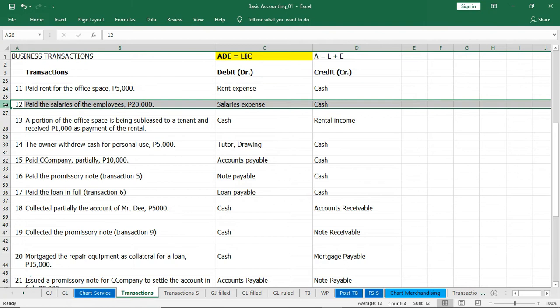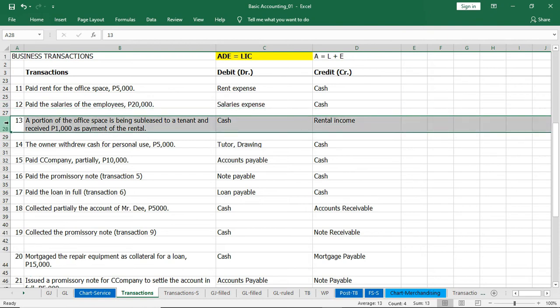Next transaction, paid the salaries of the employees, 20,000. So, increase in expenses. Debit to salaries expense. And then, kabawasan sa asset kasi binayaran nila. Ang word na ginamit ay paid. So, credit to cash. And then, number 13, a portion of the office space is being subleased to a tenant and received 1,000 as payment of the rental.